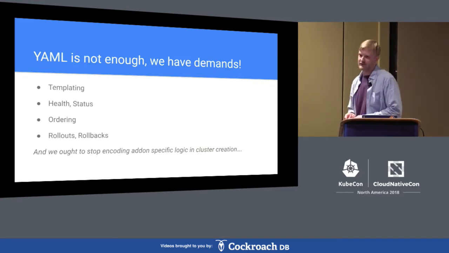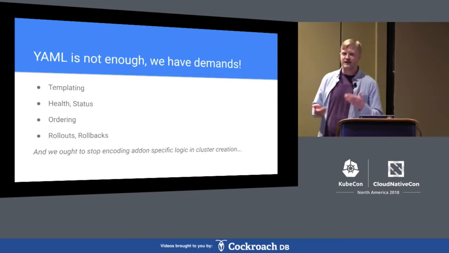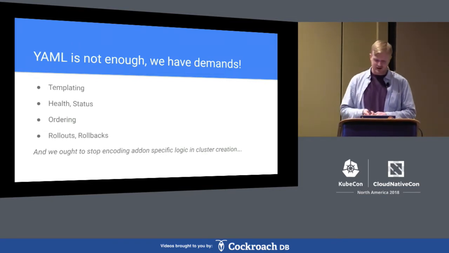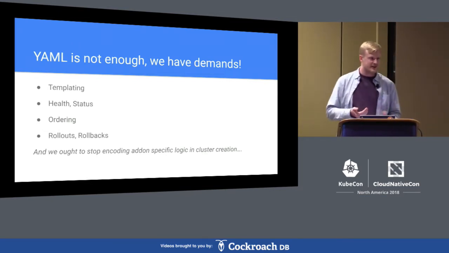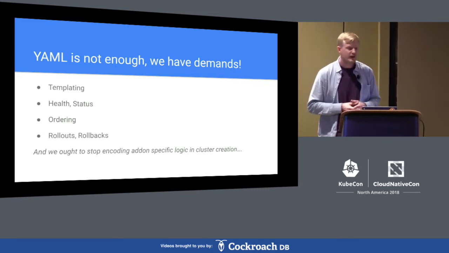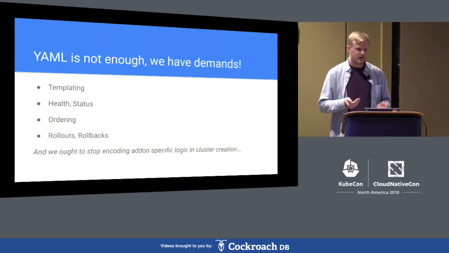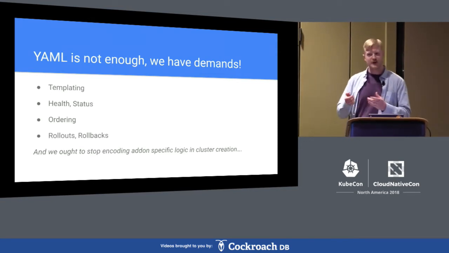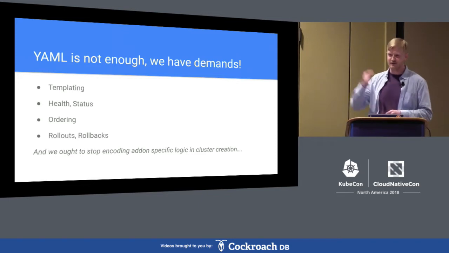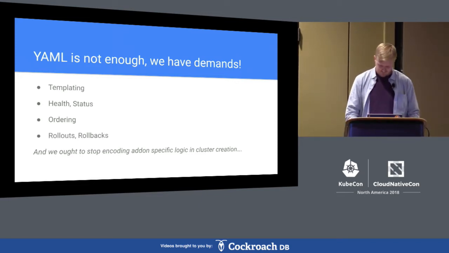Clearly YAML is not enough. We have add-ons that need more. We are doing templating that is getting increasingly more complex. We really want to know about health and status, and we start to have scenarios where ordering becomes important. So I mentioned Knative on there. Knative won't work without Istio ready to go. It's pretty hard to express that in a loop that just applies YAML every 60 seconds.